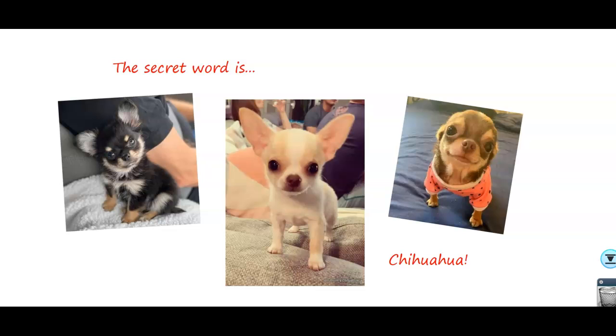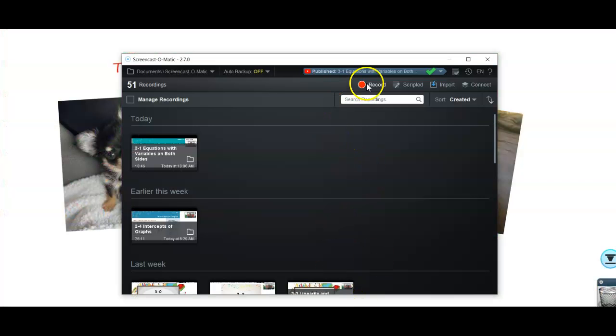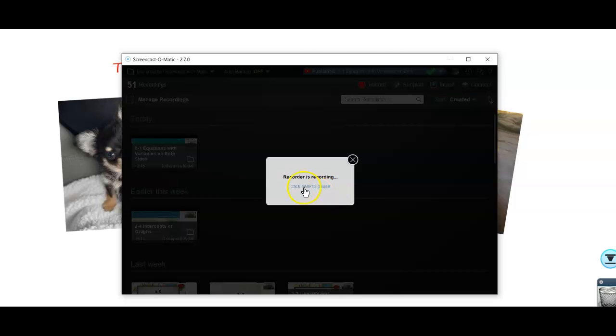And now I need to figure out how to turn this recording off because, how do I turn it off? Let's see. How do I tell it to stop? Okay. Click here to pause.